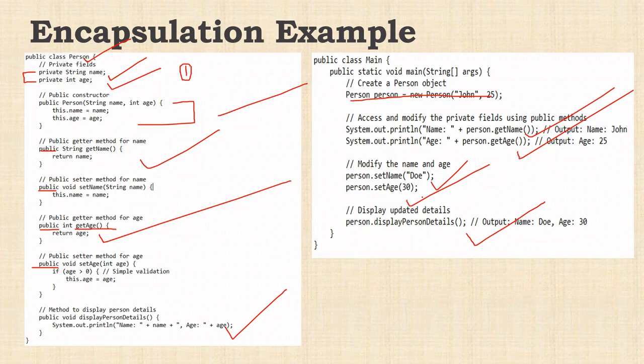So like this we can achieve encapsulation in Java. That means we make all the variables private and all the methods public, and we bind together all the data members and methods to achieve encapsulation. This is the way by which we can achieve encapsulation in Java.